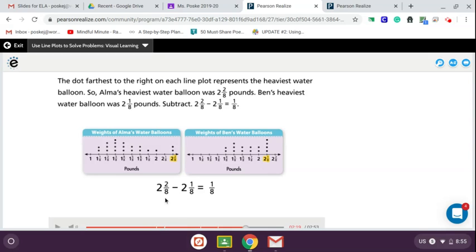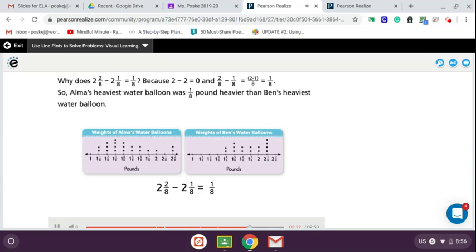When you subtract fractions, remember 2 minus 2 is 0, so you don't put anything there. Your denominators stay the same. Remember, when we add and subtract fractions, our denominators stay the same, and then our numerator changes. 2 minus 1 is 1. Why does 2 and 2/8 minus 2 and 1/8 equal 1/8? Because 2 minus 2 equals 0, and 2/8 minus 1/8 equals the quantity 2 minus 1 over 8, which equals 1/8. So Alma's heaviest water balloon was 1/8 pound heavier than Ben's heaviest water balloon.